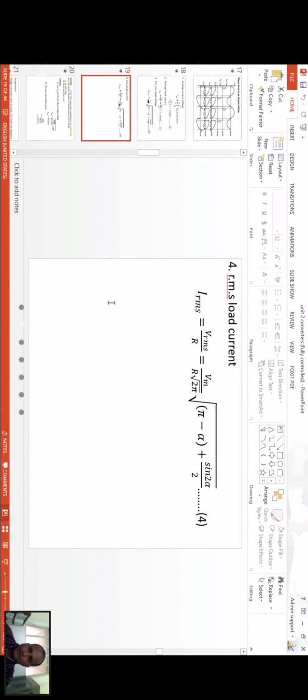VDC will be 1 by pi, integration from alpha to pi, Vm sin omega t d omega t. So we can find Vm by pi, times (1 plus cos alpha). This is the same as what we have been seeing for IDC also. The RMS value is also the same thing which we have seen in the previous one. So we can even find out the RMS current.